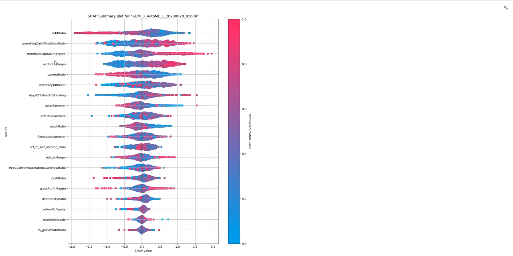Same thing for return on capital. If my return on capital is high, which is a positive driver, remember red to the right is a positive driver, right? It's a very positive driver for an investment grade bond. Same thing for net profit margin, right? If I'm a profitable business, most likely I'm a higher investment grade bond.